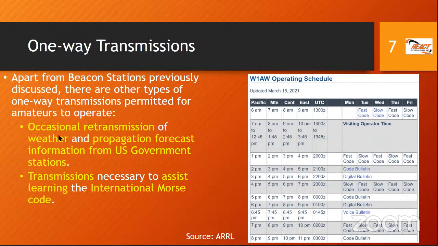And for the exam, we need to learn that occasional retransmission of weather and propagation forecast information from US government stations is permitted. Also, transmissions necessary to assist learning the international Morse code are also permitted. So those are two examples where one-way transmission is permissible in the amateur radio world.